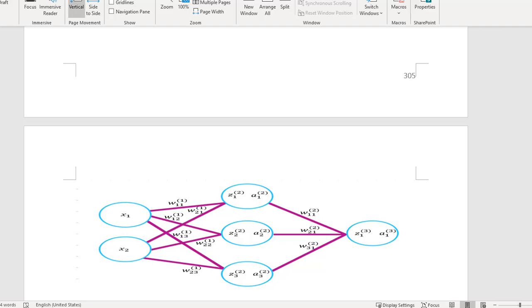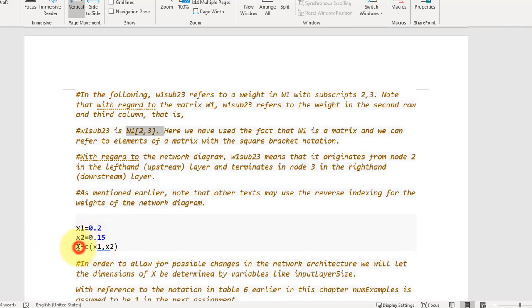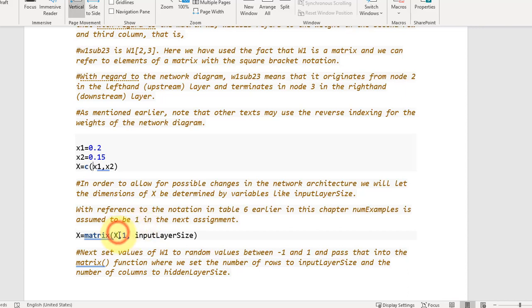So here, as we did earlier, we're creating a vector consisting of the two inputs, x1 and x2. Notice this is a capital X here. And then if we want to, we can convert that vector into a matrix. Here we're saying with just one row, and the input layer size is the number of columns. We had set input layer size to 2, so this would be a 1 by 2, which would work just fine for this.